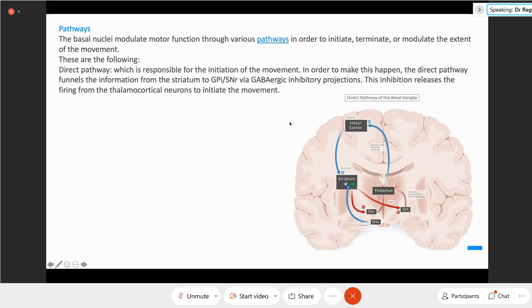From the striatum, common and all, to the globus pallidus interna and the substantia nigra reticulata, where there are inhibitory fibers, and then this will inhibit the output from the substantia nigra. So then there's less inhibition on the thalamus. So the thalamus activates the motor cortex, and that triggers a motor activity.